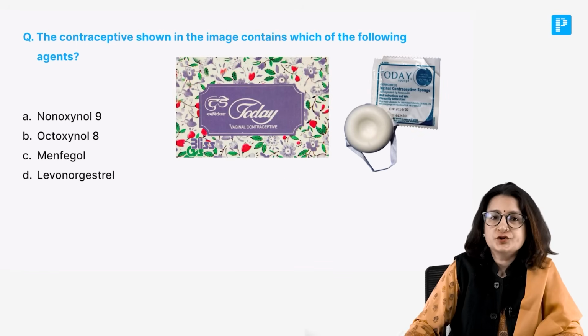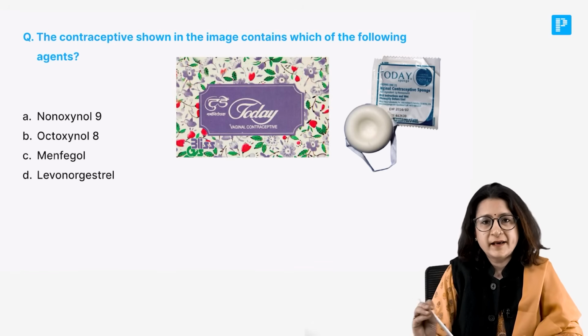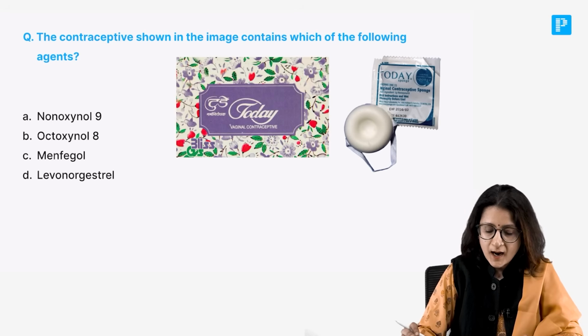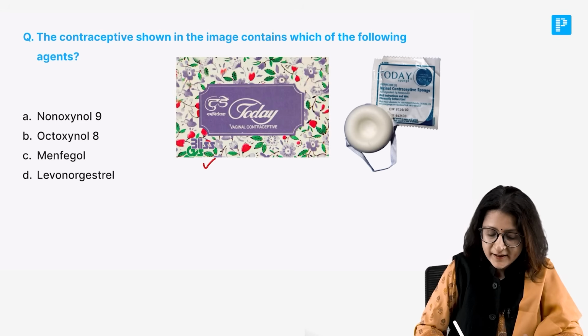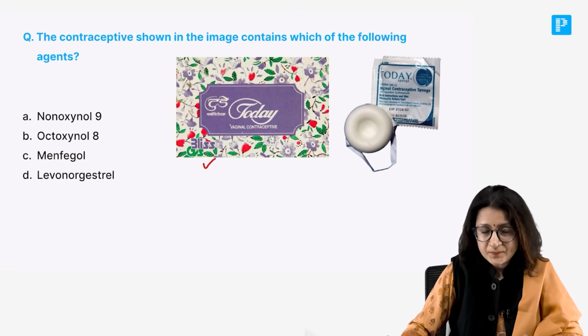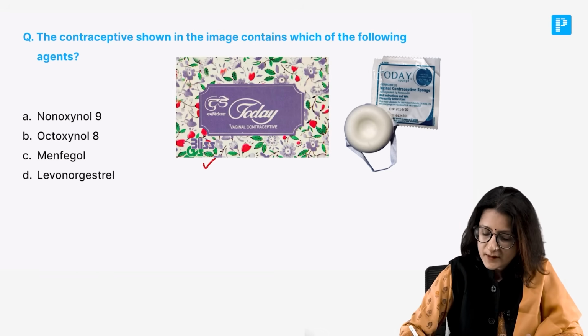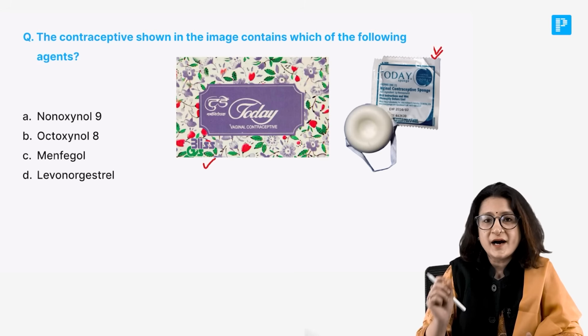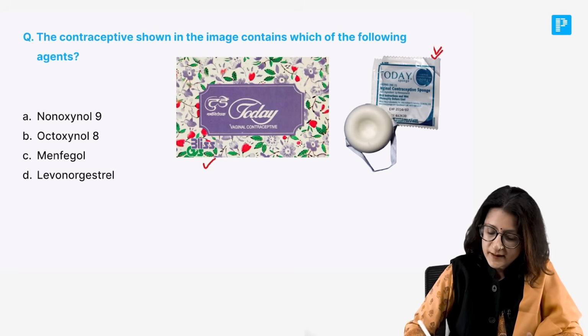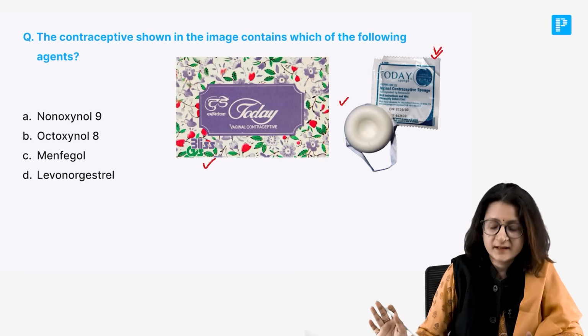So the first question, there's a contraceptive image that is shown to you and you are asked that this contains which of the following agents, right? So this is Today vaginal contraceptive. If you have looked at the image from the rapid revision videos and from the main videos also, this Today is a vaginal contraceptive sponge, right? So this is like this. You can see in the image here.